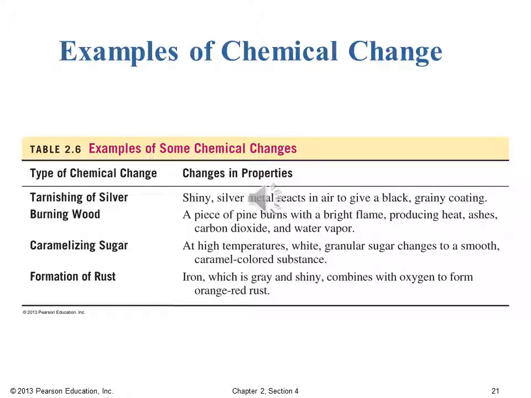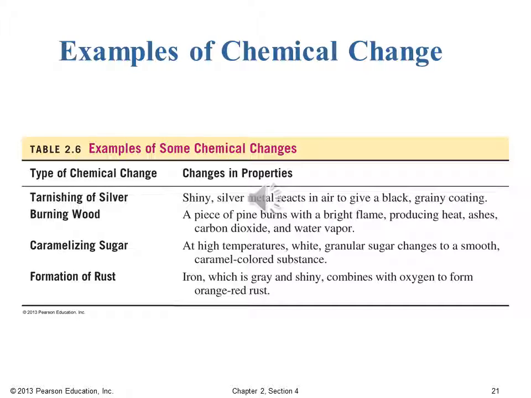Here we see table 2.6 from our text, which gives a nice listing of some chemical changes. So if we look at the tarnishing of silver, that's why people have to polish their silver from time to time, because the silver does react with oxygen or sulfur compounds to give that black grainy coating. Burning of wood, that's an important one for anyone who's using wood pellet stoves or some form, even just burning wood logs in a fireplace to heat their home. That's burning of wood, obviously, and that's quite a bit of interesting chemistry going on.